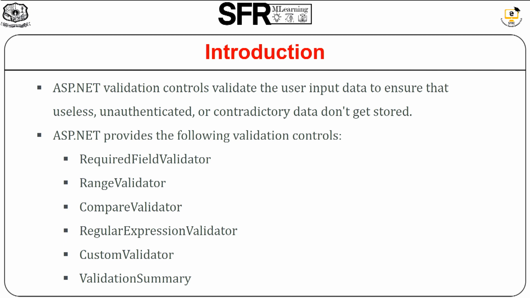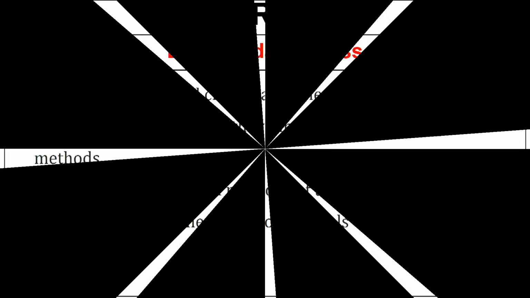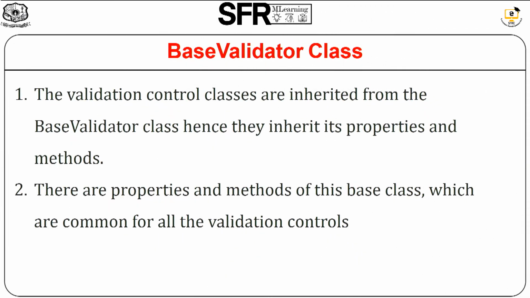So what is the base validator class? The validation control classes are inherited from the base validator class, hence they inherit its properties and methods. Therefore, it would help to take a look at the properties and methods of this base class. For the base validator class, we have many properties and methods. We are going to see them one by one now.